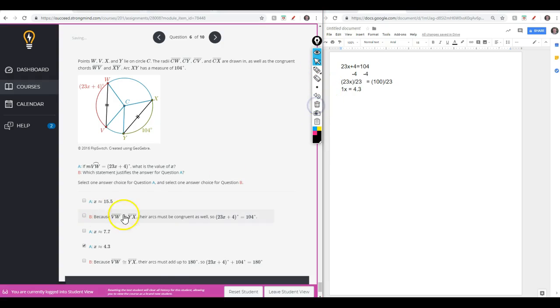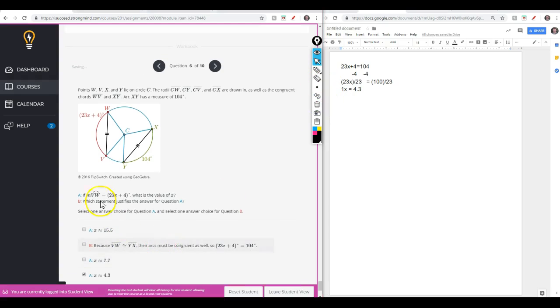Now the reason why is because we have our chords that are congruent. Their arcs must be congruent as well. That is exactly what I had said at the very beginning, and that's our exact equation.